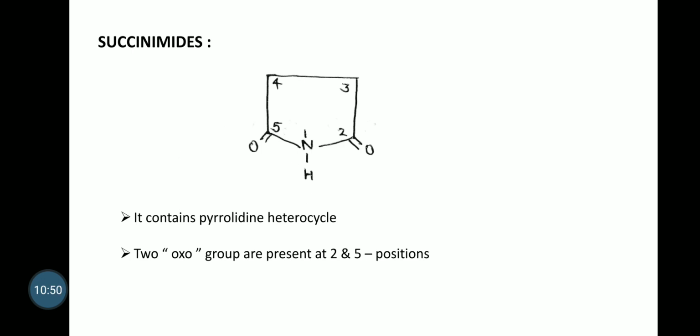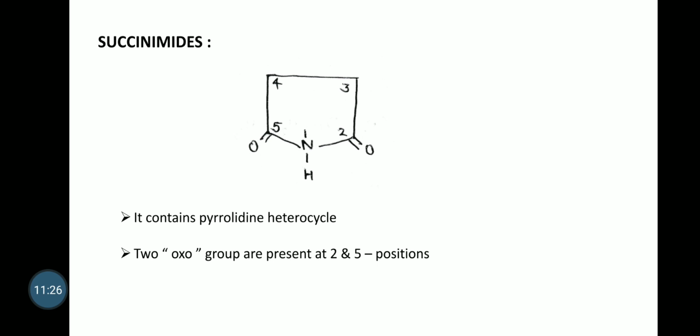Then the next class, that is Succinimides. Now if you see this ring, it is the structure of pyrrolidine. Pyrrolidine means a 5-membered heterocyclic ring having one nitrogen heteroatom at first position, a saturated nitrogen, and there is an absence of double bond, therefore the name is pyrrolidine, and 2 oxygen groups are present at 2 and 5 position. Where are the oxygen groups? They are present at 2nd and 5th position.